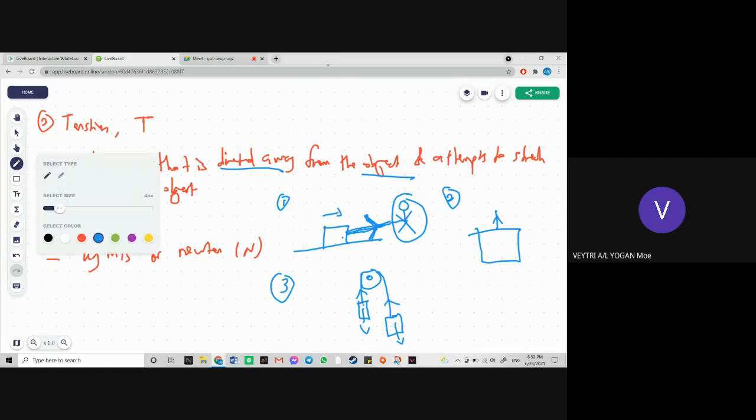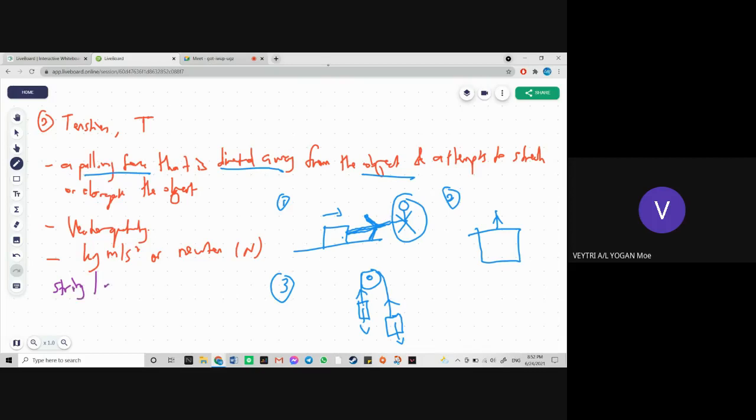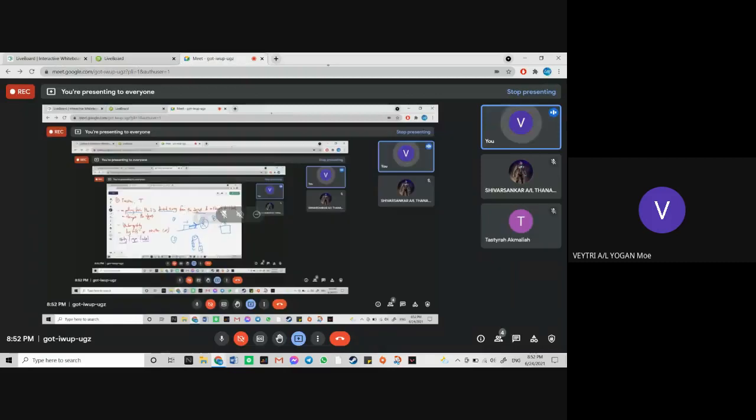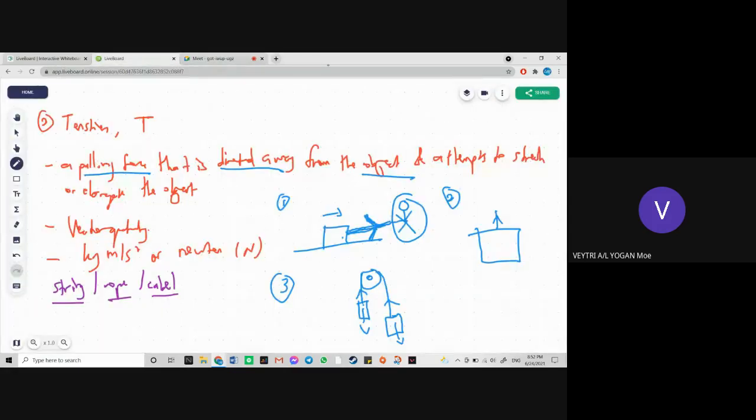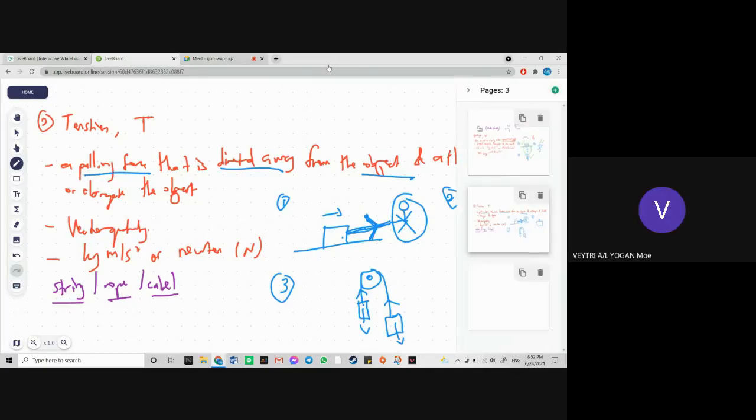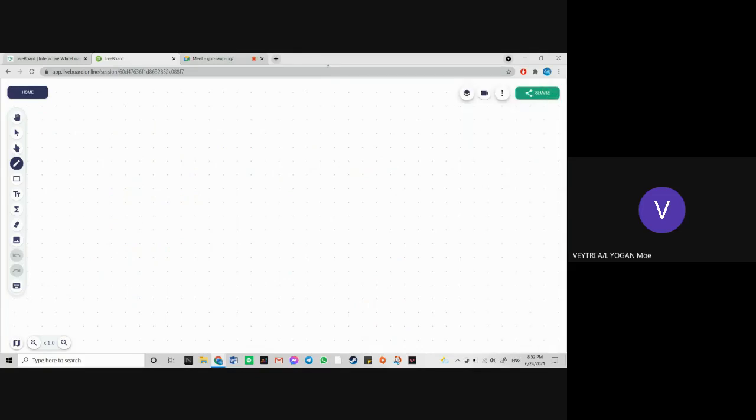Okay, now, let me give some examples of things. Usually, if you see keywords like string, rope and cable, there will definitely be a tension force. Okay, you guys have to know and identify what kind of forces are there because it's very important for your calculations. Alright, any questions before I move on to the next type of force? No. Alright, okay. Now, let me move on to the third type of force.